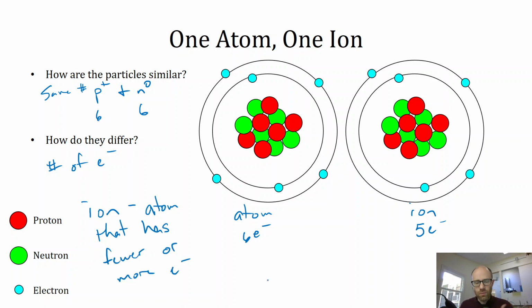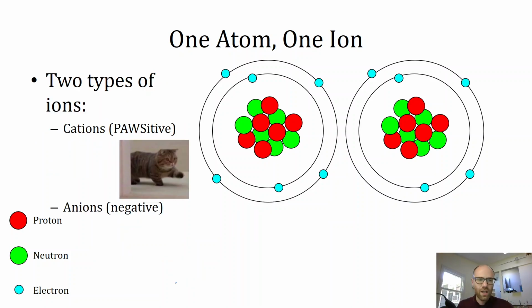I say fewer or more. This example is one of fewer, but of course we can add more. There are two types of ions, positive and negative, as I said, gain and lost. And those two ions have special names just for them. Cations, by definition, are positive. See what I did there? It's a cat. And anions are negative.